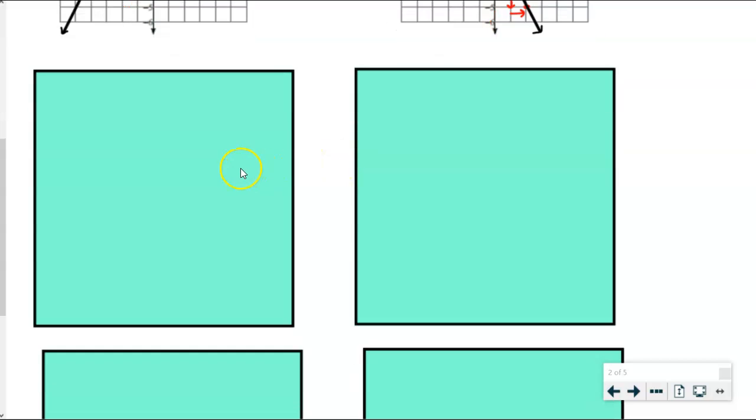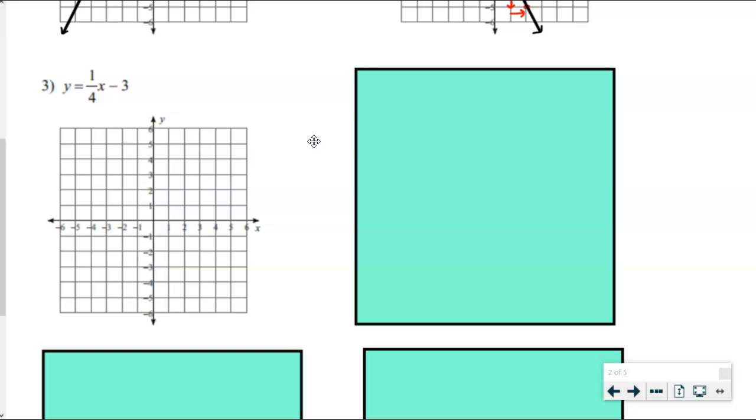Students watching the video, here's the next one that you're going to graph, and students in class, on your marker boards, here it is, y equals 1/4 x minus 3. Pause the recording, let's get this done. All right, let's go over this together. Students in class have already done it, let's go over it together.